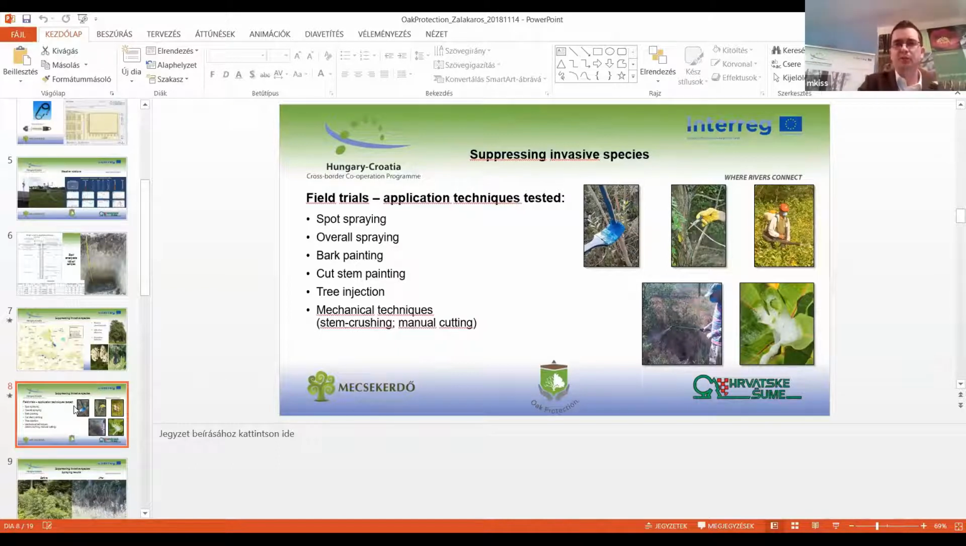Unfortunately, the mechanical control is not enough. So we had to use chemicals, but it was a very important factor that these methods are not harmful for the environment and neighboring plants. This is due to the selective agent and the minimal chemical drifting. One of the best examples of this is the tree injection.